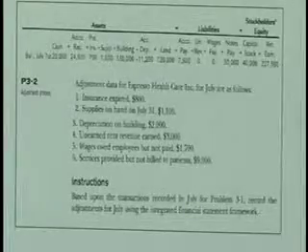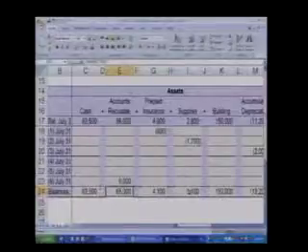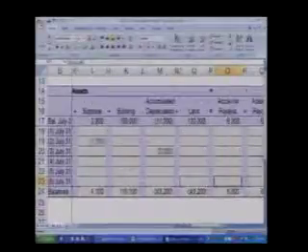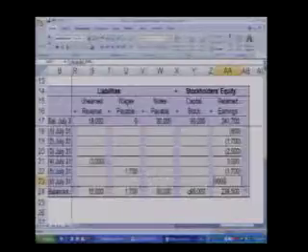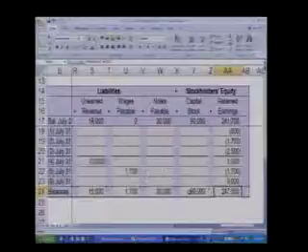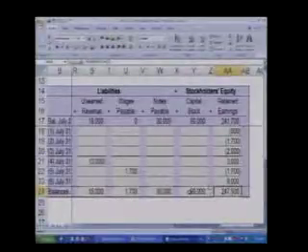And last one, services provided but not yet billed to patients, $9,000. They owe us money, so accounts receivable is going up. Even though we haven't billed them, it doesn't mean that they don't owe us money. So let's put that there. That is a service that's been provided, meets the revenue recognition criteria, 9,000. So we have recorded the adjustments using the integrated financial statement framework. And then, of course, you can prepare financial statements, which we've already done. That's not part of the requirements anyway.